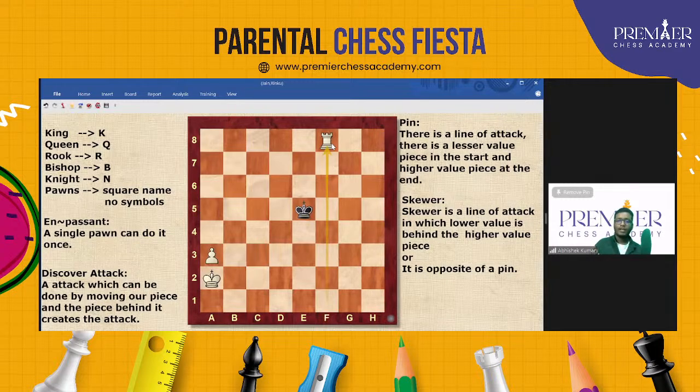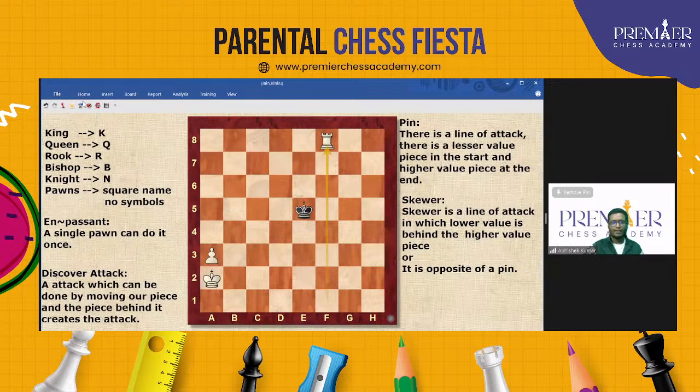The idea is not to capture or to attack the higher value piece. That is something that we are forcing them to do. They will prioritize the safety of the higher value piece, and when they do so, the idea is to get the lower value piece.